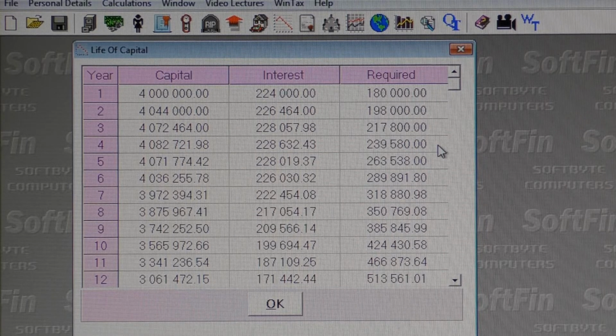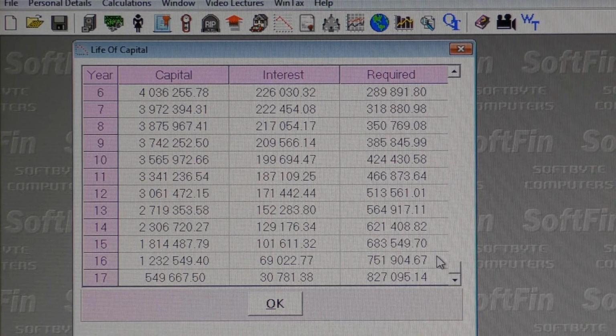In year 4, we need more than the interest income, so to keep our standard of living, we take the balance needed from the capital. You can see where this is going. Scrolling down further, we can see that we have enough capital and interest to last 16 years, but not 17.